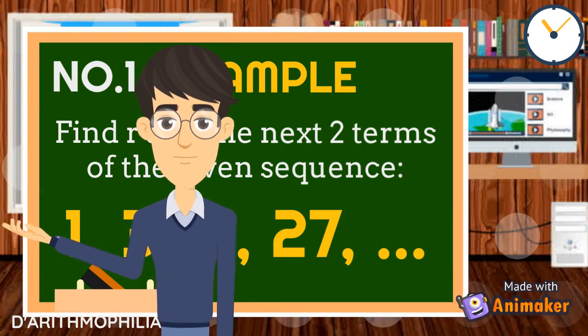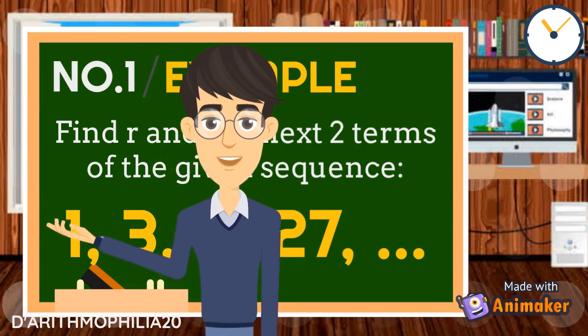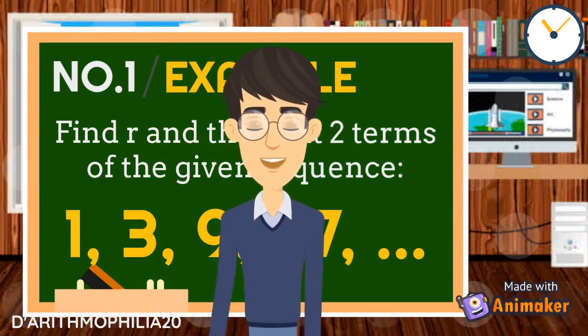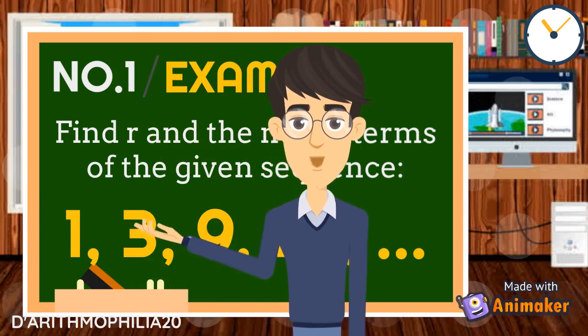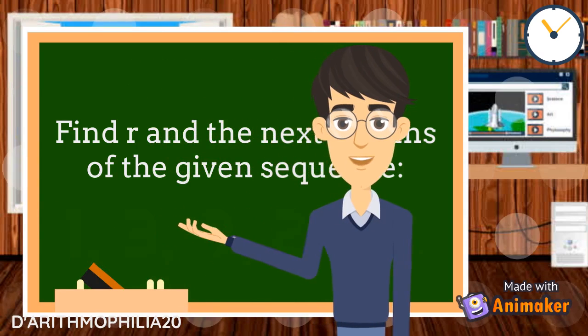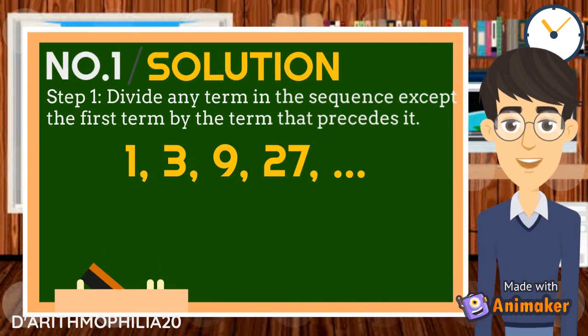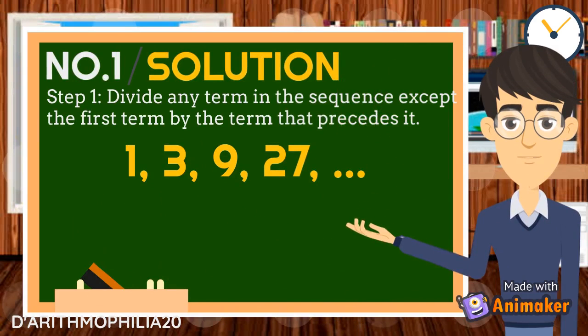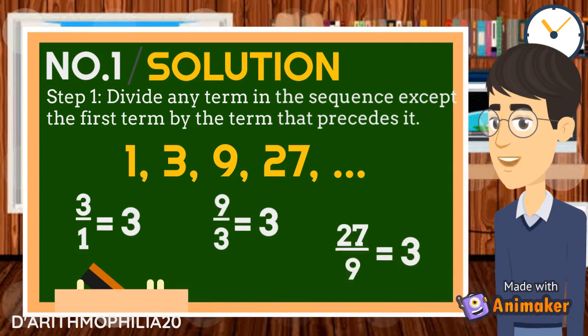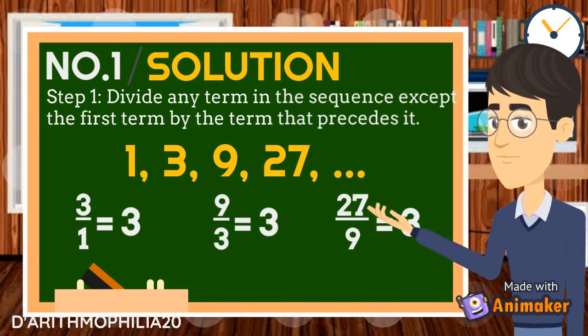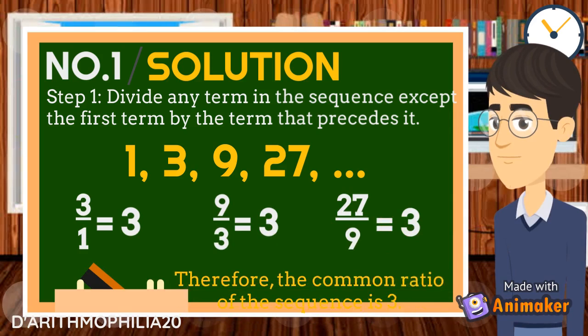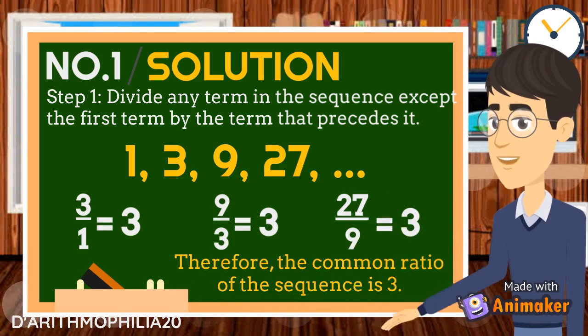Example number 1. Find r and the next two terms of the given geometric sequence: 1, 3, 9, 27. The first thing we need to do is to divide any term in the sequence, except the first term, by the term that precedes it. As shown in the video, we divided 3 by 1, 9 by 3, and 27 by 9, and all got a quotient of 3. Therefore, our common ratio is 3.